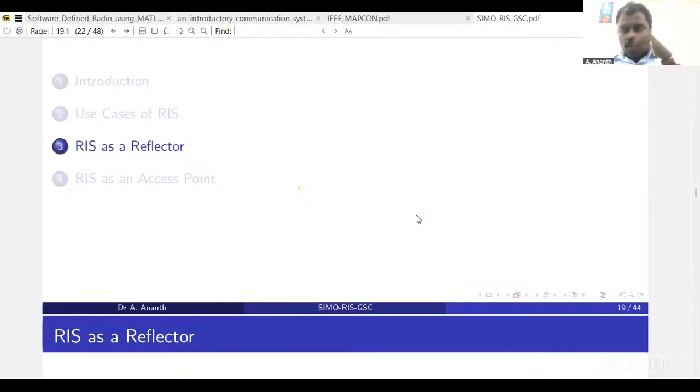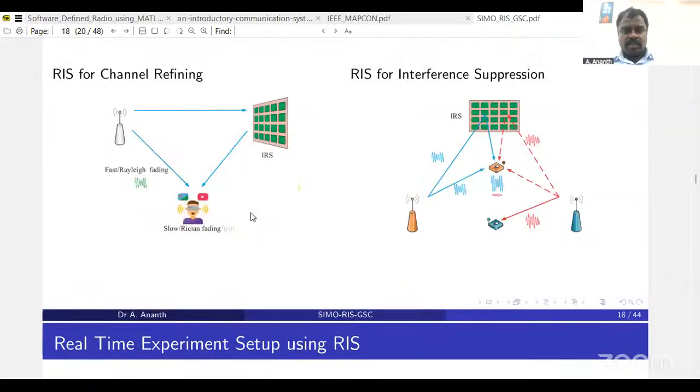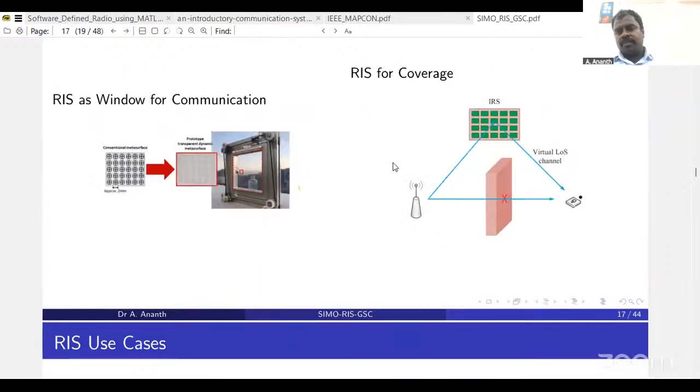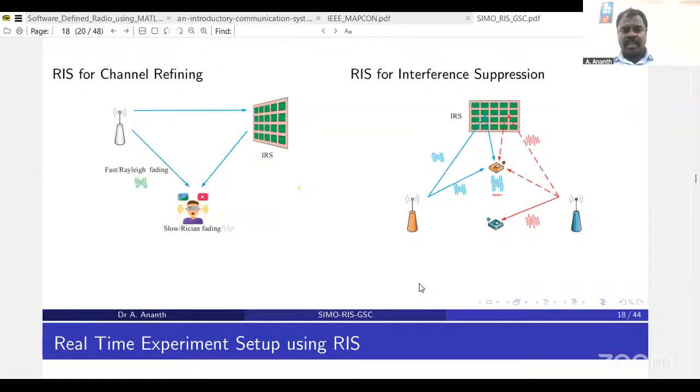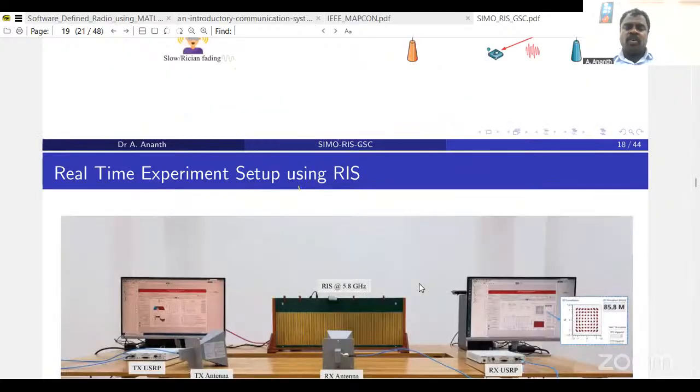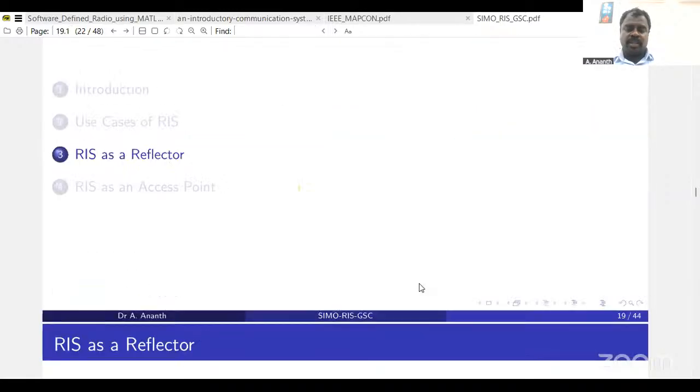So, as I told, we have several use cases. There are several ways in which your RIS can be used. One such is called RIS as a reflector. For coverage, we are trying to have this RIS. And we will also see how it is reshaping the wireless communication system by providing better performance than conventional setups. That we will also see during the simulation part.